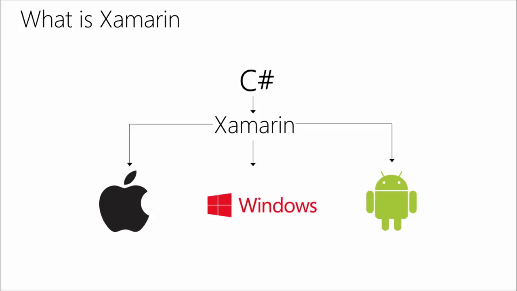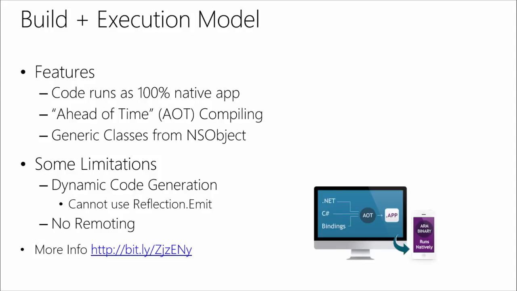So now, first off, how Xamarin iOS works. So we have our C# code. We have Xamarin that's in between there. And Xamarin allows us to build for iOS, Android, and we can leverage that same C# code on the Windows platform. So the build and execution model is different on iOS than on Android and on Windows.